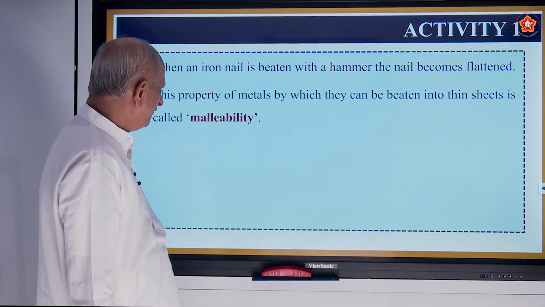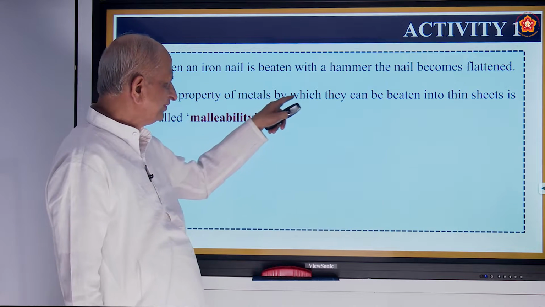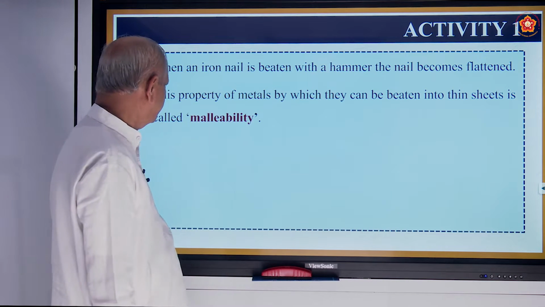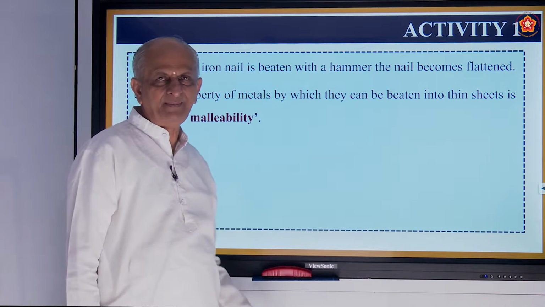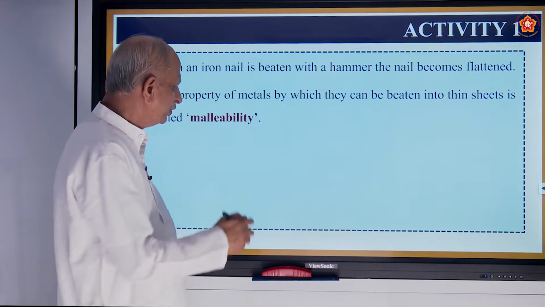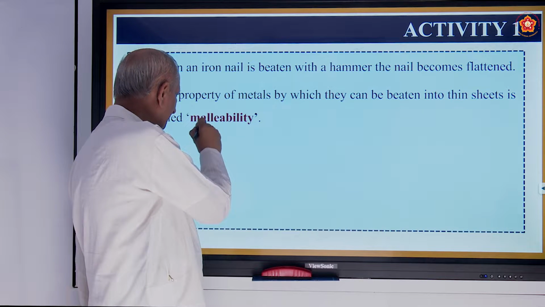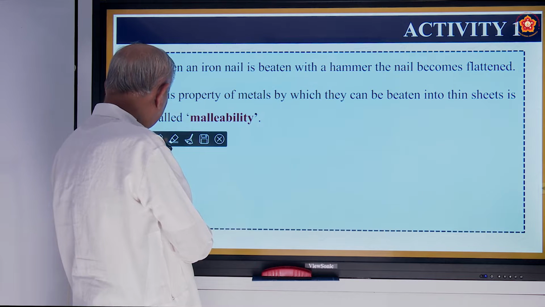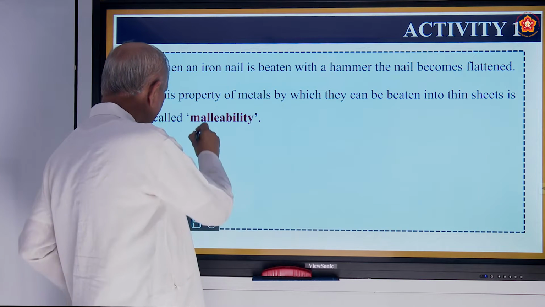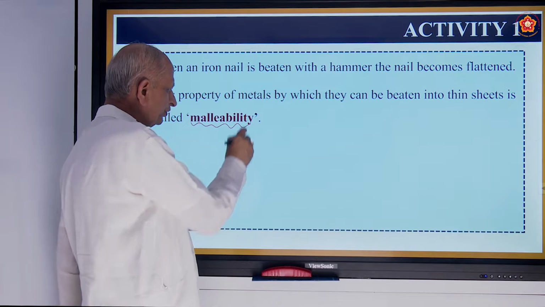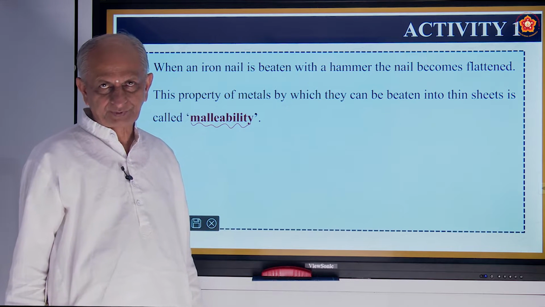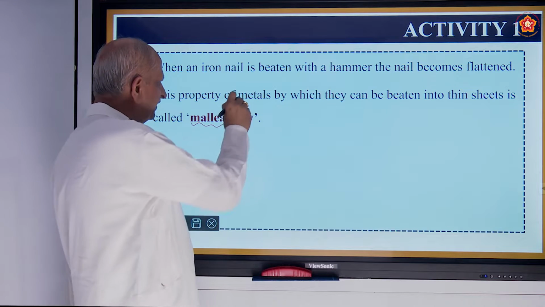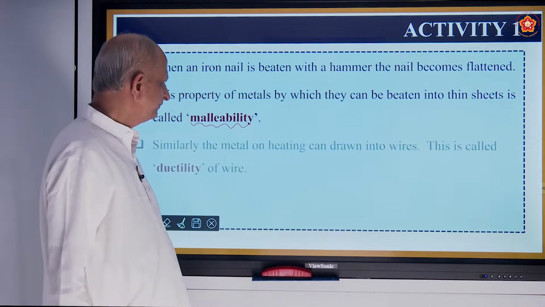That property of metals by which they can be beaten into thin sheets is called malleability. Please pronounce this word correctly. Malleability. Malleability is a property of metals. Note this new name. Property of metals by which they can be beaten into sheets.